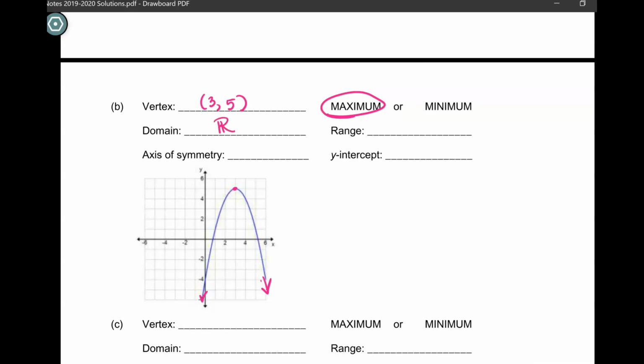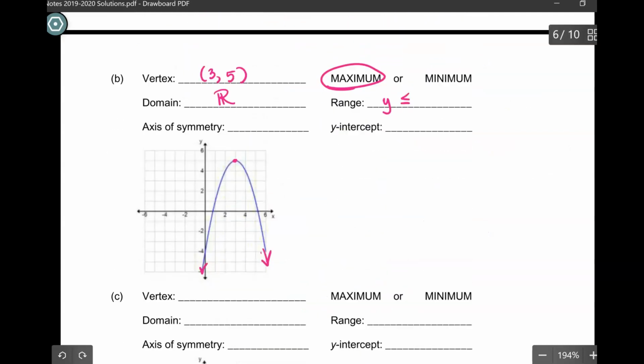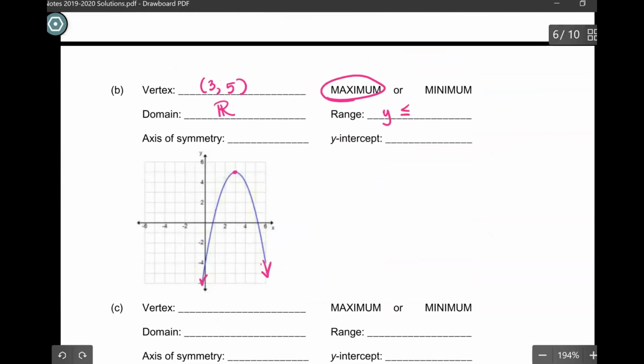Now, since it's pointing down, the range is going to be less than or equal to. Remember, back here I said when the vertex was a maximum, the range is y less than or equal to. But what is the y-coordinate? It's 5. Think of the range as where does it start and where does it continue? It starts at 5 and it goes less than. So that's why we put less than or equal to.